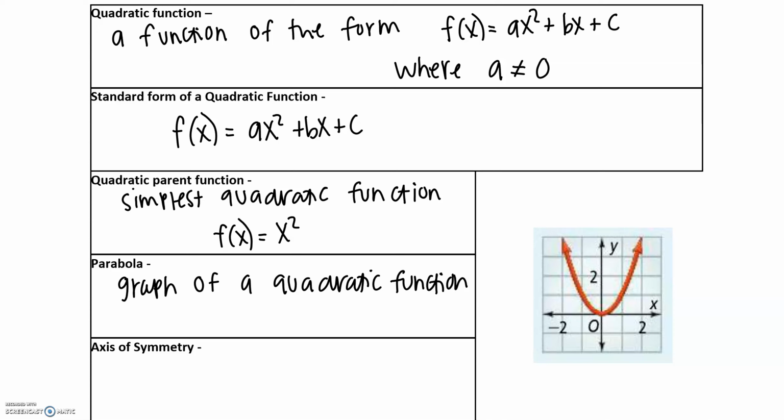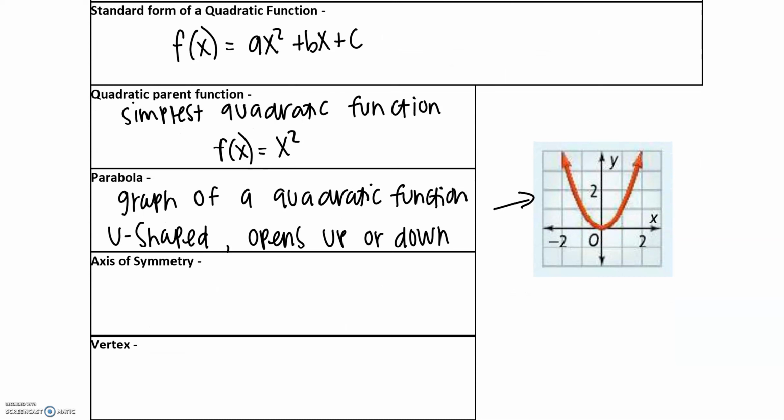It is U-shaped, and it opens either up or down. Okay, so we have a parabola right here. This one's opened up. The axis of symmetry: symmetry means that it's the same on both sides. It looks very similar. So our axis of symmetry is the line that divides a parabola in half.